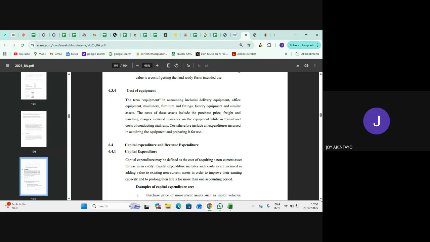Now we've talked about equipment. What are those costs that should be included as part of our cost of equipment? We are looking at the purchase price of our equipment. That should be the first thing. The freight price and handling charges incurred, insurance on the equipment while in transit, and cost of installation.